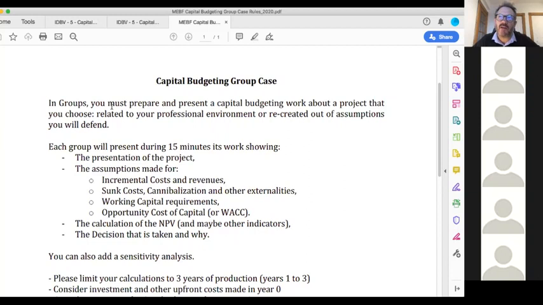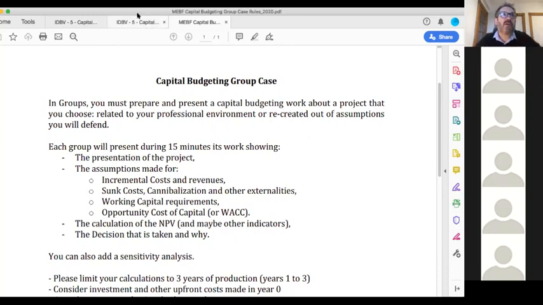But this is not the calculation which is the most tricky. The most tricky, I think, is about the assumptions you have to consider. You have to consider what is the quantity you would be able to sell, what would be the selling price, what would be the cost. So all the assumptions, this is what's going to be tricky for you to do and what will be interesting.